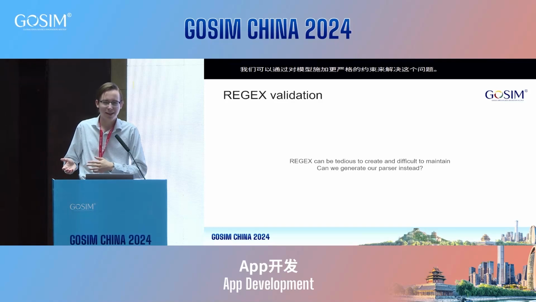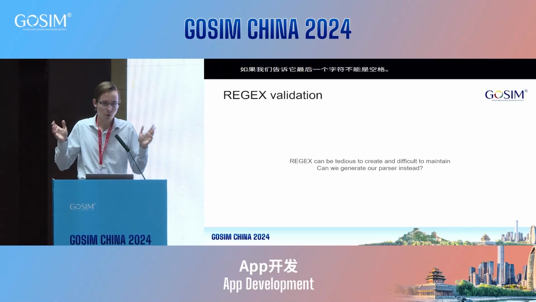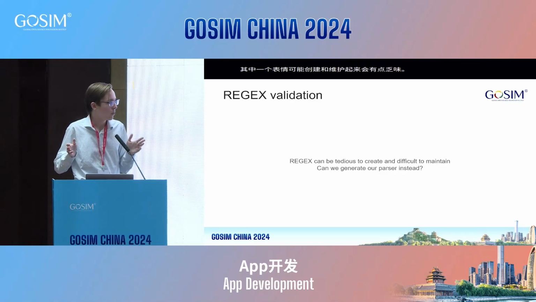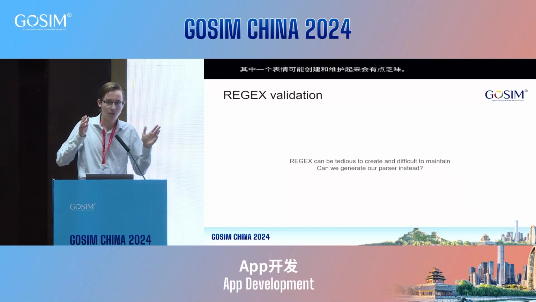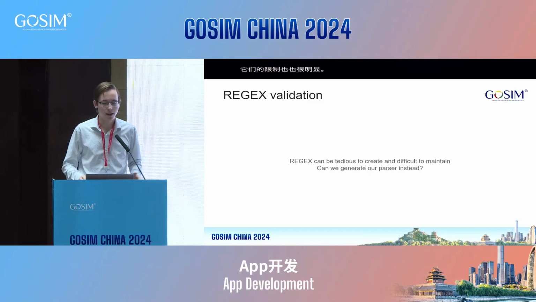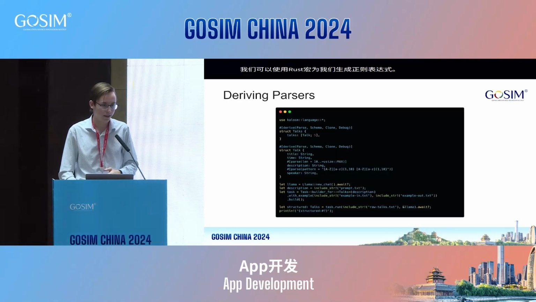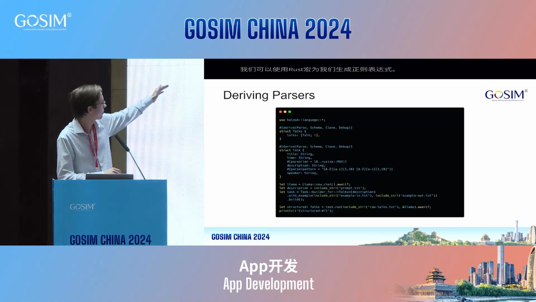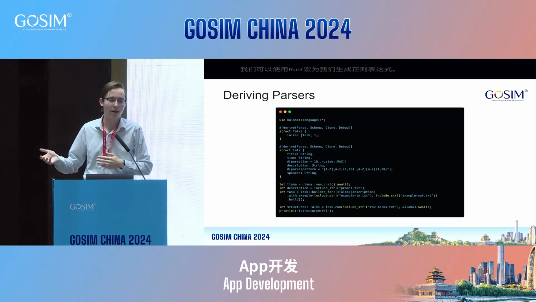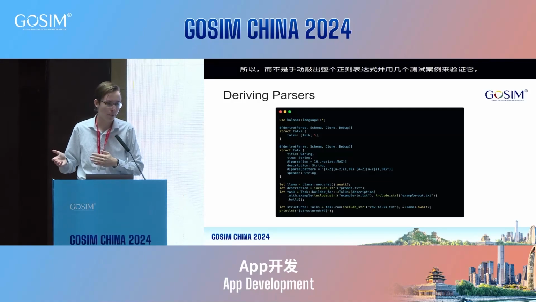Regular expressions can be kind of tedious to create and maintain. They end up being quite long, and they're also very limited, as we'll find out more later. We can use a Rust macro to generate the regular expressions for us. So instead of typing out that whole regular expression and testing it with a couple of test cases, we can just add this annotation to the top of our struct with derive Parse, and then GOSIM will figure out what kind of parser we need from the data.